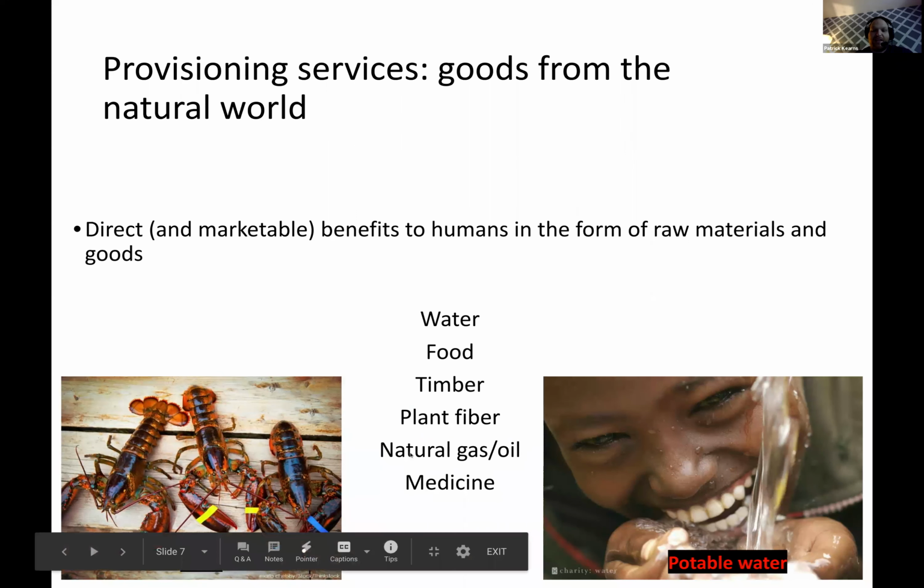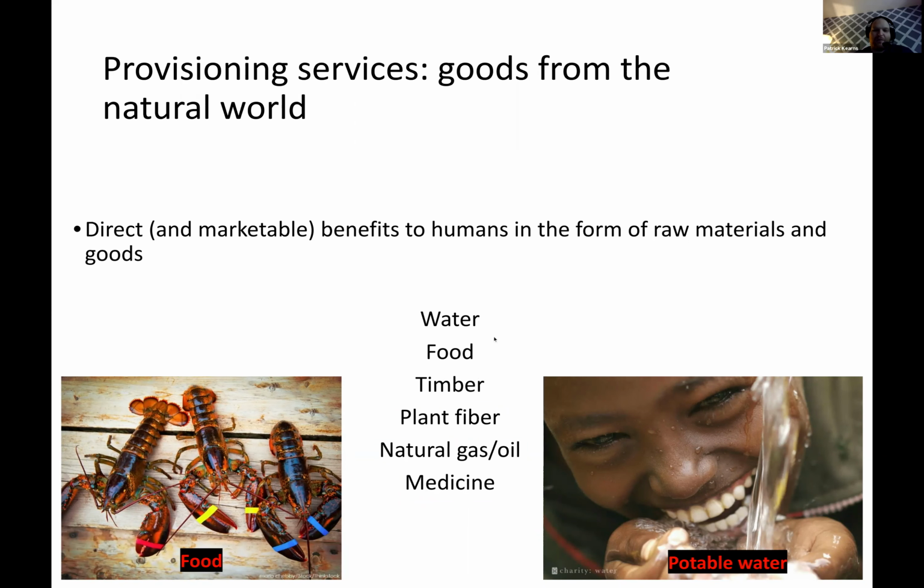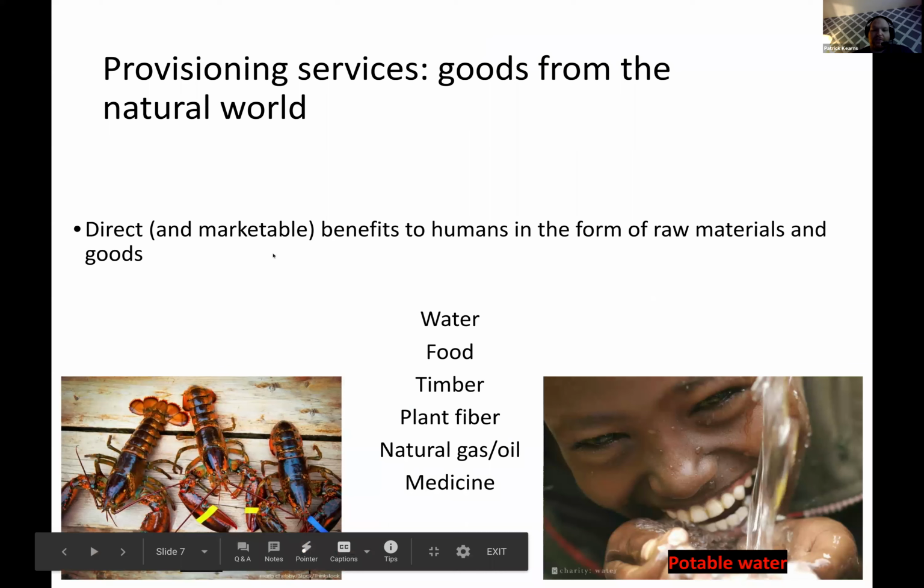Things like medicines have a very high value. Things like timber and plant fiber have less value, right? And then there's some things that probably shouldn't have a value, right? Like water probably shouldn't be monetized, but it is. It's like 65% of all fresh water is monetized in some way, shape, or form, which is really, really sad when you think about how many people don't have access to fresh water, but I digress. So this is our provisioning services, all things we can physically take from nature.